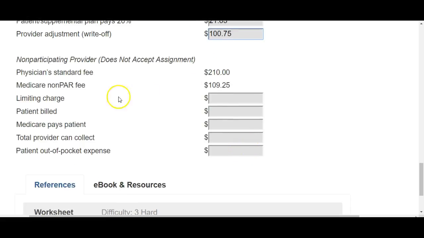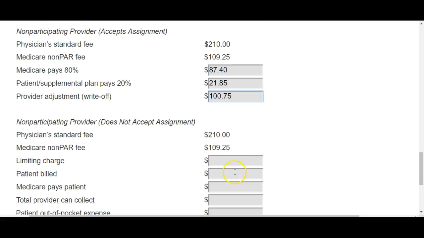So there's some things you need to know here. First of all, the physician standard fee is the same. Second of all, this Medicare non-participating fee here is $109.25. And I know that's the same as it is here, but there's some differences here because we have this thing called a limiting charge on this third line here. And the limiting charge is 115% of the Medicare non-participating fee.